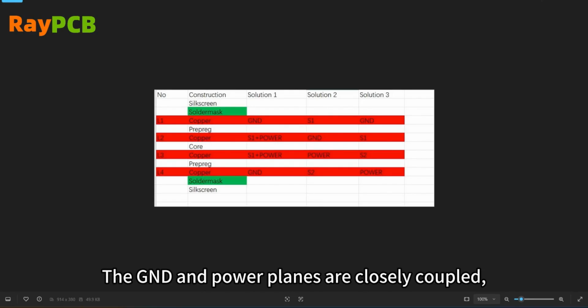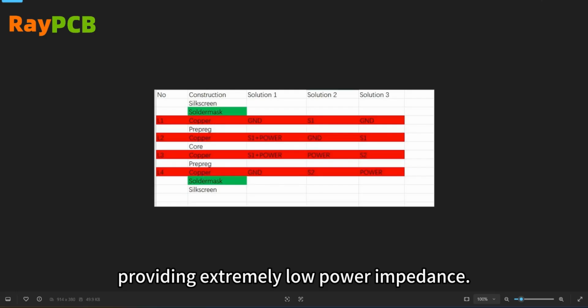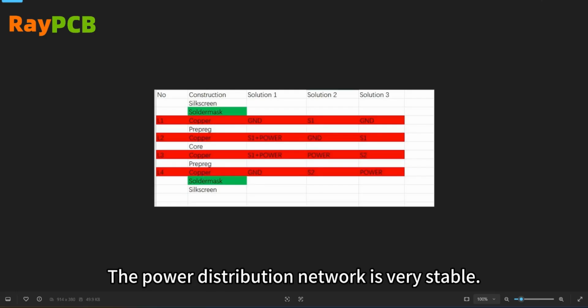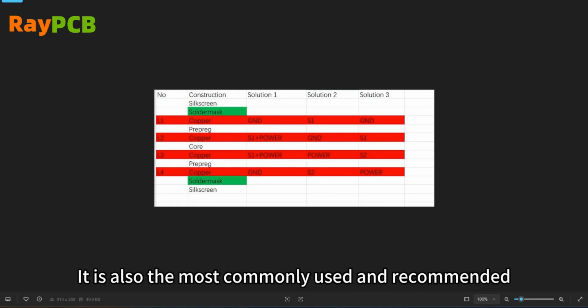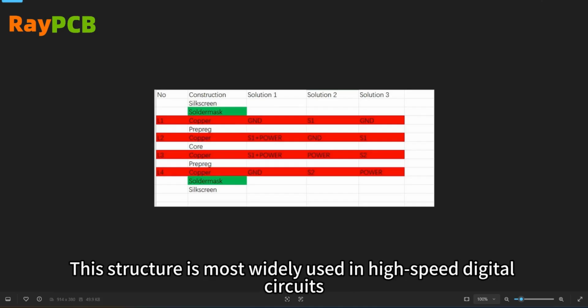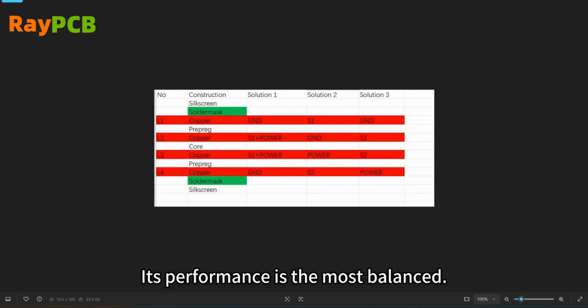The GND and power planes are closely connected, forming a large planar capacitance that provides extremely low power impedance. The power distribution network is very stable, making it suitable for high-speed and high-power applications. This is also the most commonly used and recommended 4-layer board stack-up structure. This structure is most widely used in high-speed digital circuits and RF circuits, offering the most balanced performance.